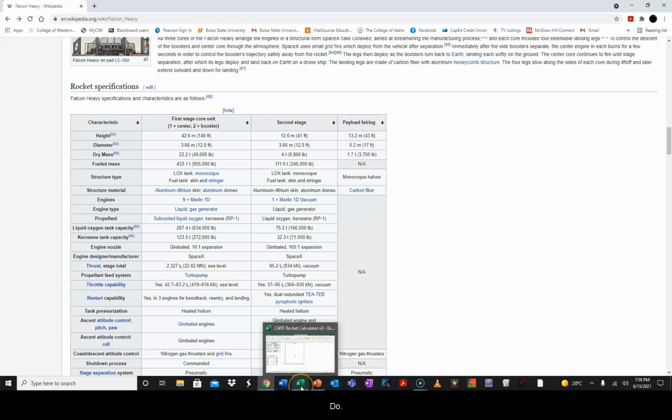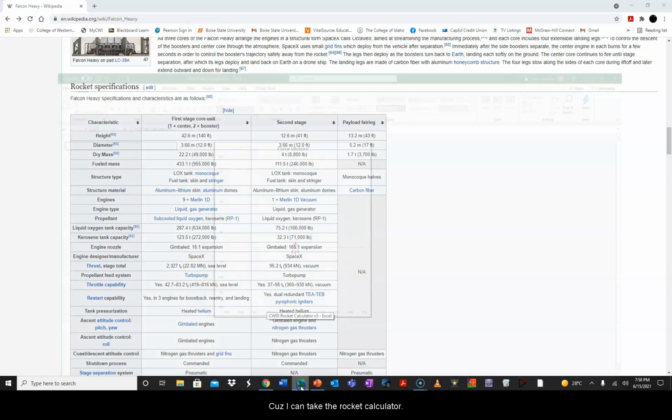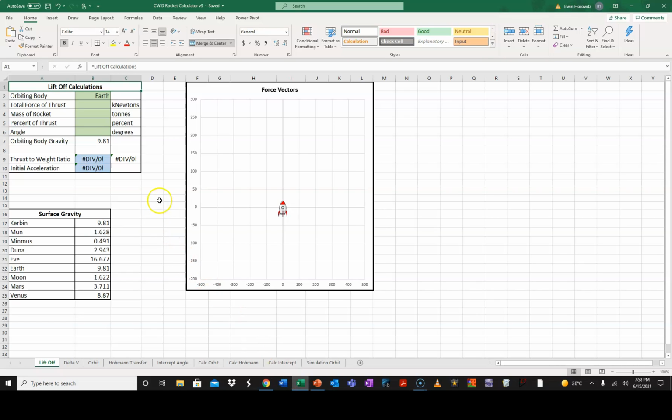And so what I can do is take the rocket calculator. Note that this Excel file was designed by Mr. Smith, and he provided the ability to change the origin of where you're lifting off from. Here, if you wanted to change it to any of the fun little worlds from the Kerbal Space Program, they've got several of those worlds listed, as well as the Earth, Moon, Mars, and Venus. For our purposes, we'll just use the Earth.